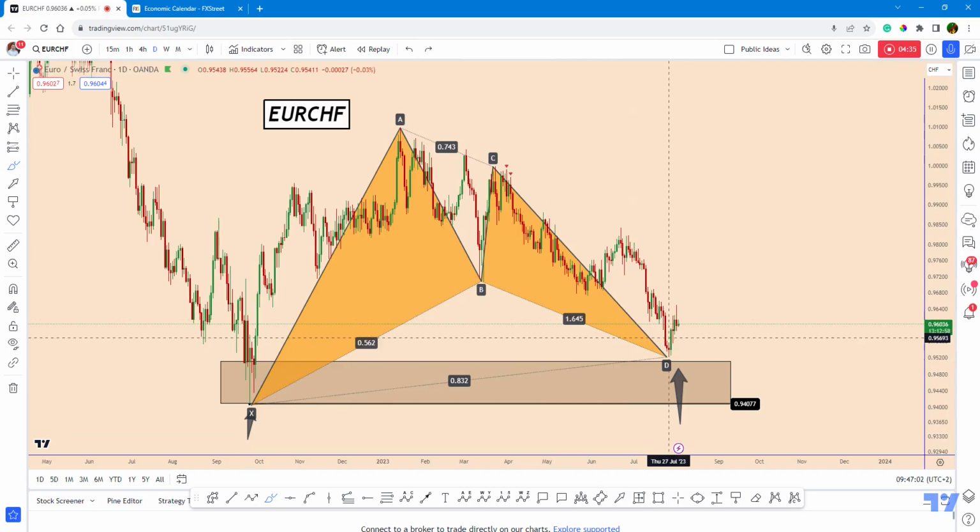That is why this can create some bearish pressure on the Swiss franc, but only if the Swiss National Bank will not intervene again in the market. So this is for this part here.